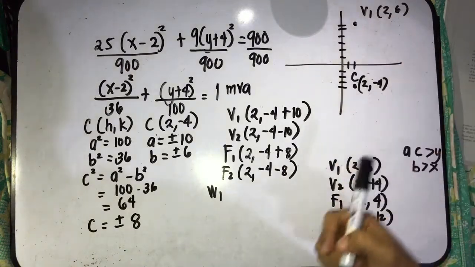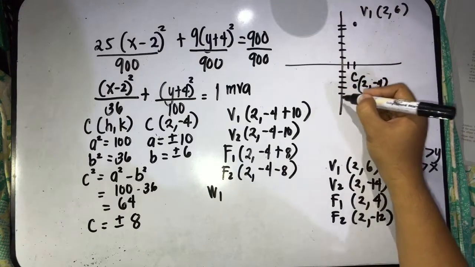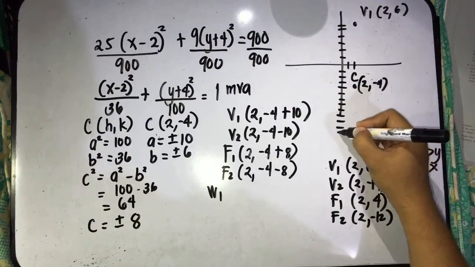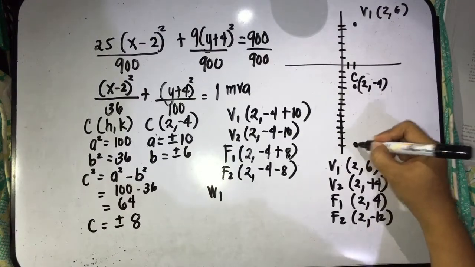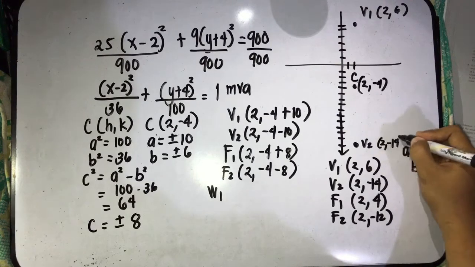Okay, so punta tayo sa V2. V2 is located at 2, negative 14. Counting down: 1, 2, 3, 4, 5, 6, 7, 8, 9, 10, 11, 12, 13, 14. Okay, so this is now our V2, located at 2, negative 14.